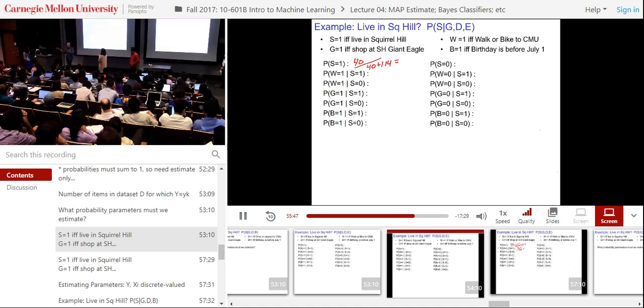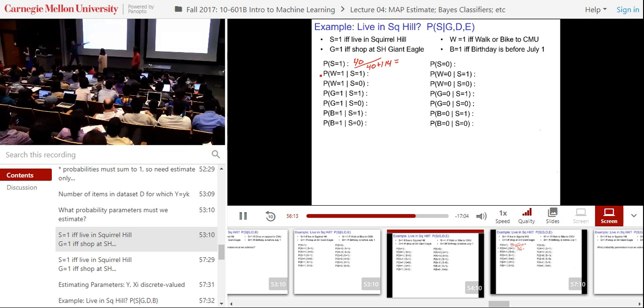Now, if you're a training example, first, don't raise your hand unless the condition S equals 1 is true. Condition on the assumption that you do live in Squirrel Hill. Then raise your hand if and only if you walk or bike to CMU. The definition of this is if you have walked or biked to CMU at least once since July. So I'm getting this next probability term.